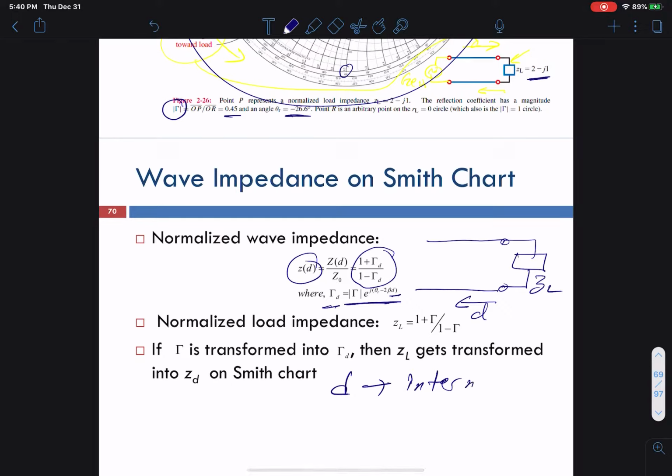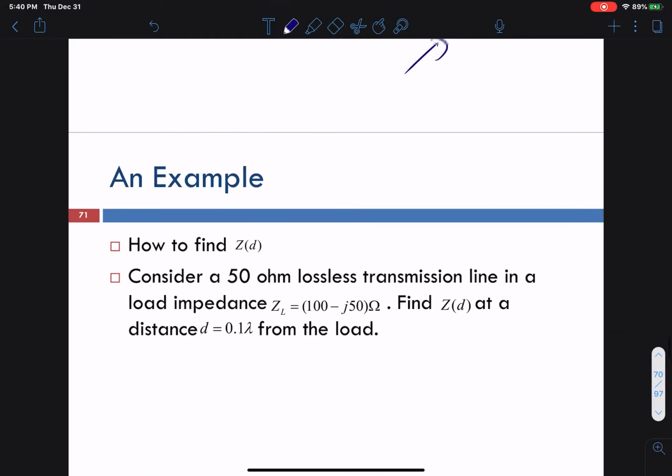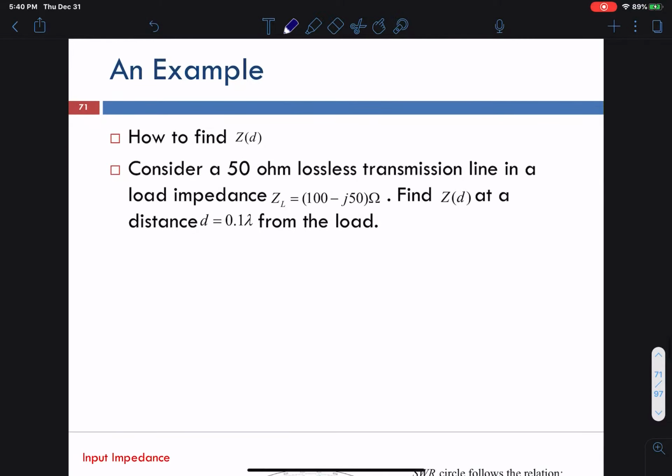All right. So that will give you the reflection coefficient at any point. Again, it does not change the magnitude, only the angle. All right, so now let's do a quick example here. I'm trying to find ZD, which is the impedance at any point of the line.